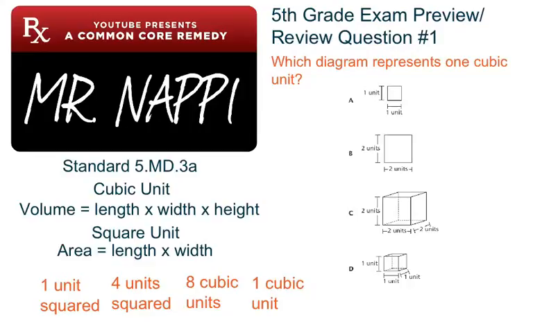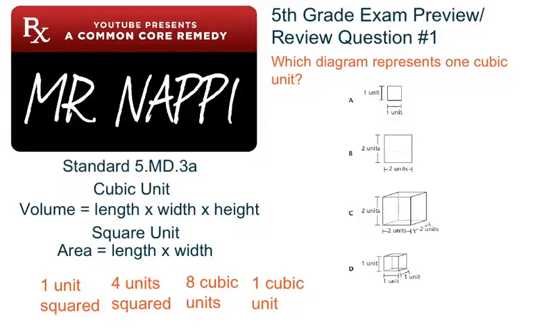On tap today is a 5th grade exam preview or review question, depending on where you are at in the school year. This one revolves around volume, and on the left-hand side I explained the difference between volume and area. Volume equals length times width times height, and area is length times width. Area is described in square units, volume is described in cubic units.